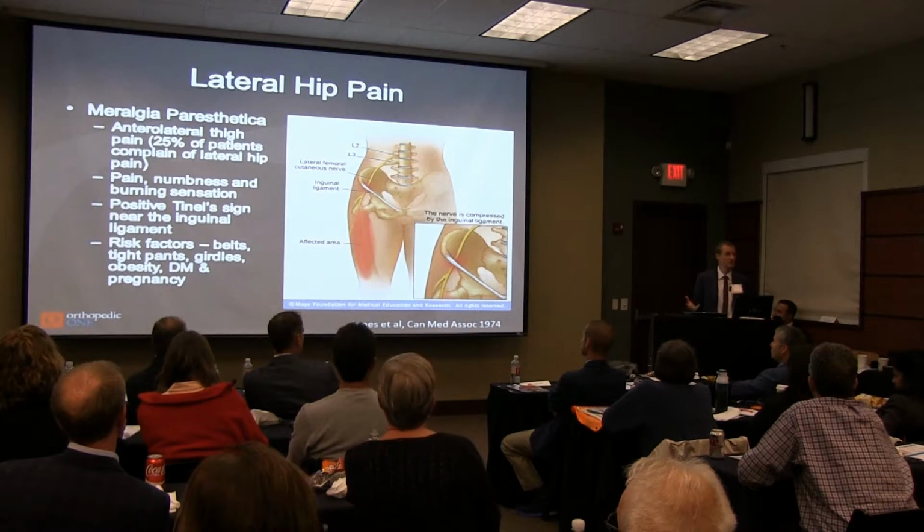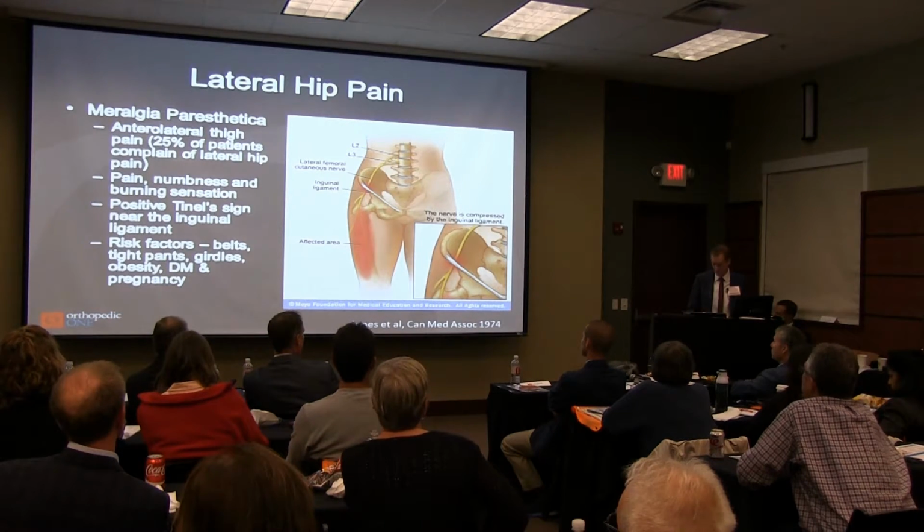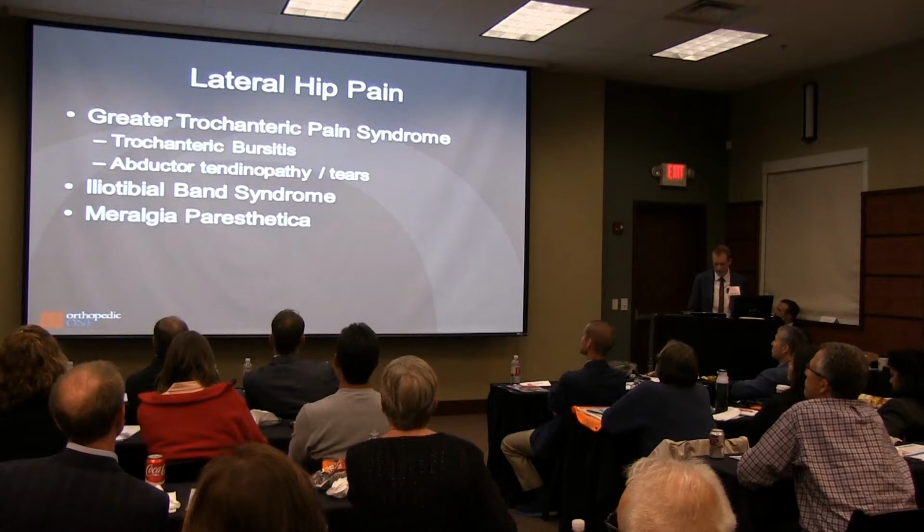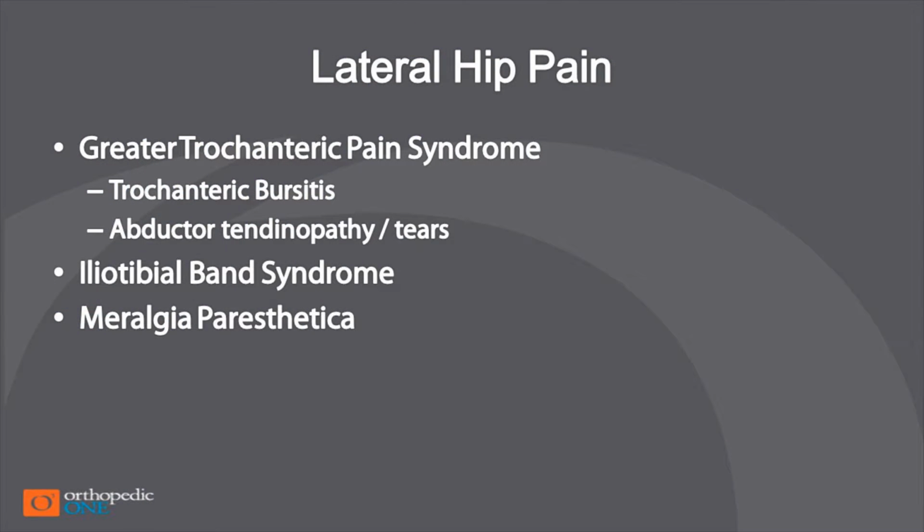Weakness is not associated with this, right? This is a cutaneous sensory nerve only. So that kind of sums up lateral hip pain, greater trochanteric pain syndrome, iliotibial band, and meralgia paresthetica.